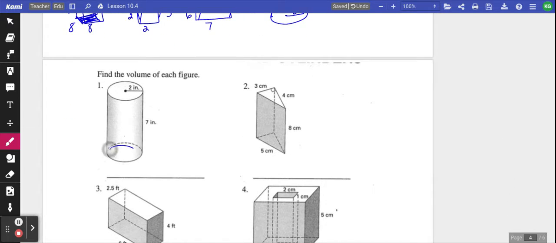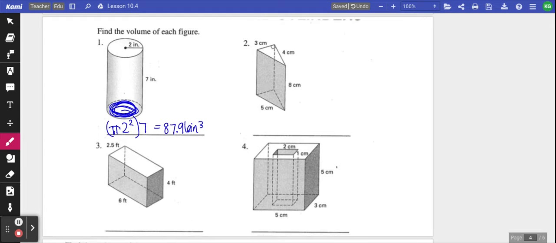This one, I also have a base area of a circle, so I have pi times radius squared times by the height, which is 7, which gives me 87.96 inches cubed.